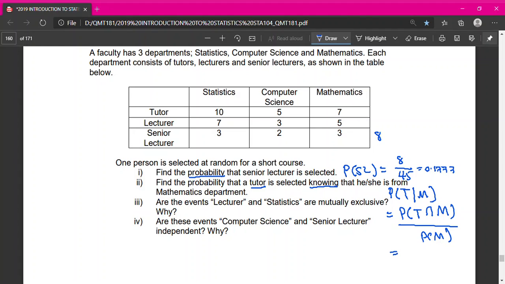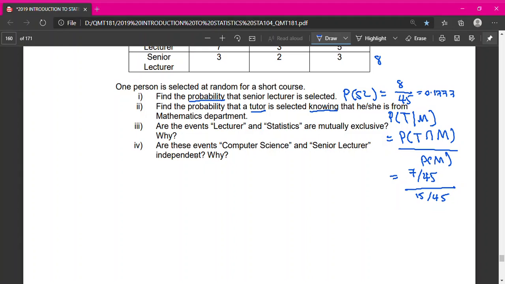So, T intersect M, tutor, mathematics, we have 7. Altogether, divide dengan 45. Over probability of lecturer from mathematics department, we have 15. So, 15 over 45. So, lastly, we will have 7 over 15. So, it is 0.4667.